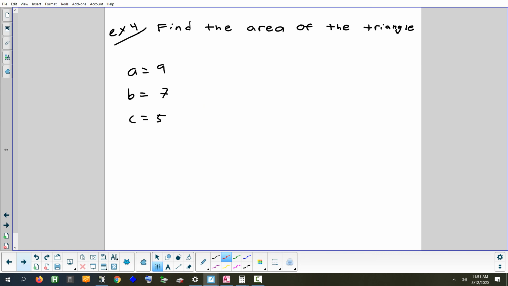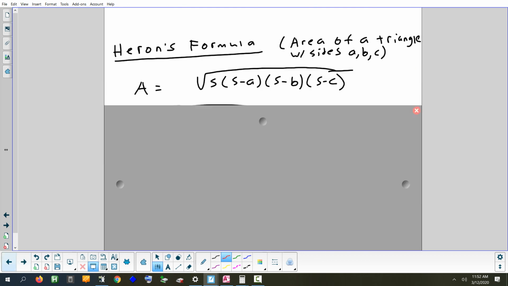The shorter way doesn't involve using the law of cosines to find an angle. The shorter way is called Heron's formula. And Heron's formula is used to find the area of a triangle when you know sides A, B, and C. So A, B, and C are the sides. But there's another letter here we've never seen before in the context of formulas this week. The letter S.